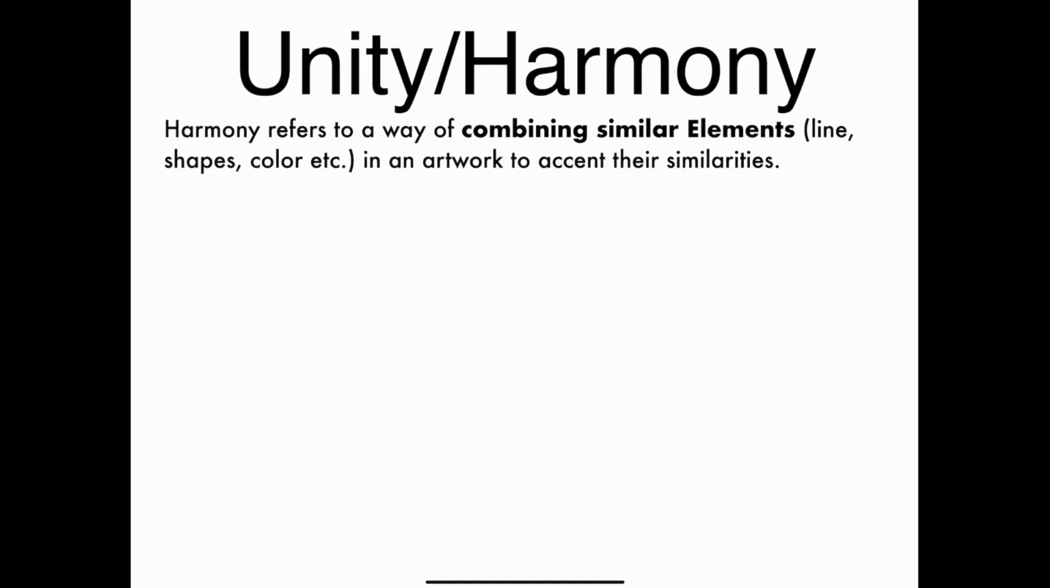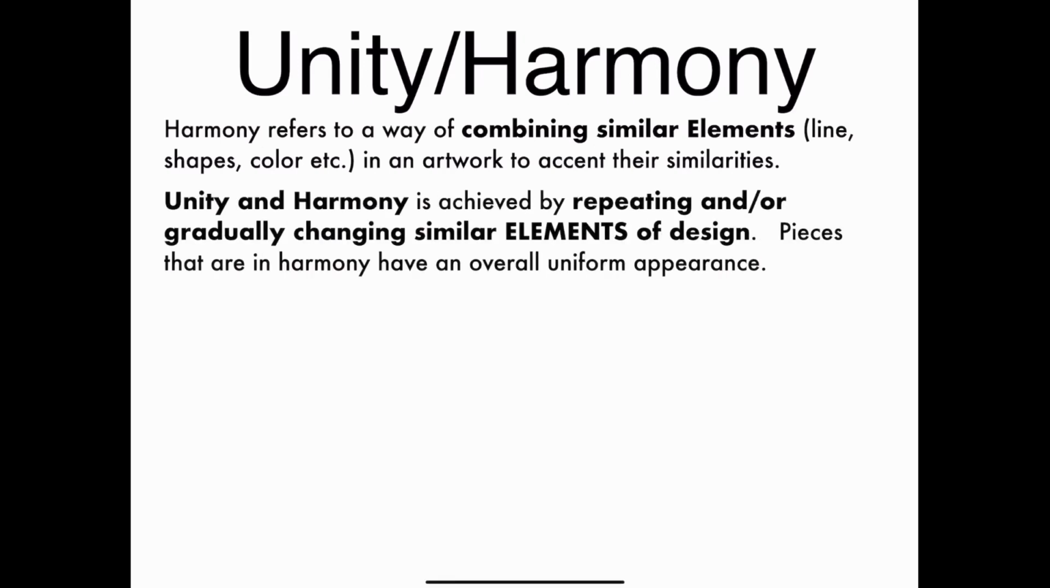So the first principle that we're going to be learning about and using in our Zentangle is unity and harmony. Harmony refers to a way of combining similar elements like line, shape, and color in an artwork to accent their similarities. You achieve unity and harmony by repeating and or gradually changing similar elements of design. Pieces that are in harmony have an overall uniform appearance.